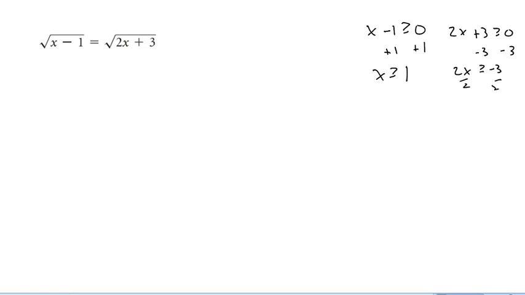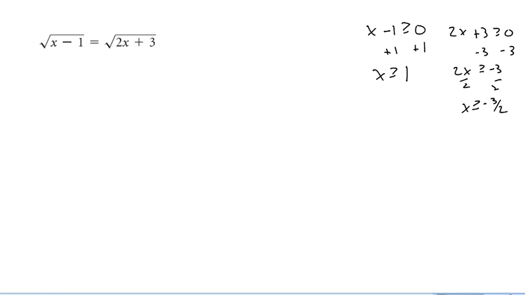All right, our next example, restrictions are going to be a little more complicated, so let's do them over here on the far right. So I get x minus 1 has to be greater than or equal to 0. Add 1 to both sides there. X is greater than or equal to 1. And I also need 2x plus 3 is greater than or equal to 0. Subtract 3. 2x is greater than or equal to negative 3. Divide by 2. X is greater than or equal to negative 3 over 2. Notice I divided by a positive, so the inequality doesn't switch.